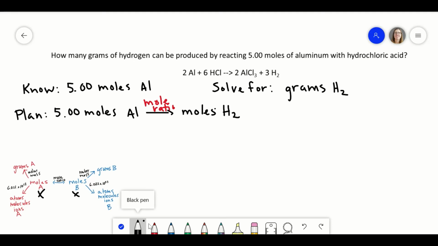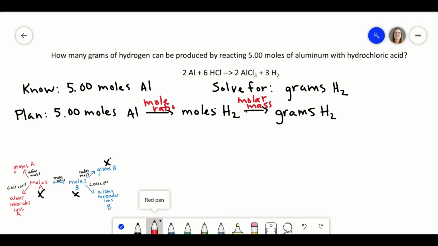And once we're in moles of H2, we can go to grams of H2, we could go to atoms, molecules, or ions of H2 as well. But since the problem wants us to solve for grams, our next step will be grams of H2. So we'll be going here on our chart. And to do this conversion, we're going to use the conversion factor of molar mass. Okay, so that is our plan.